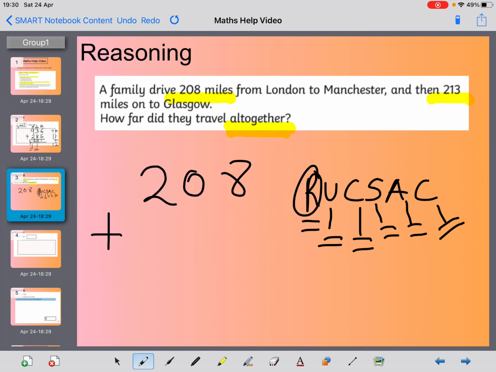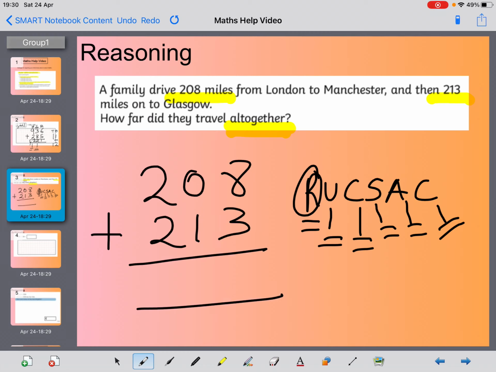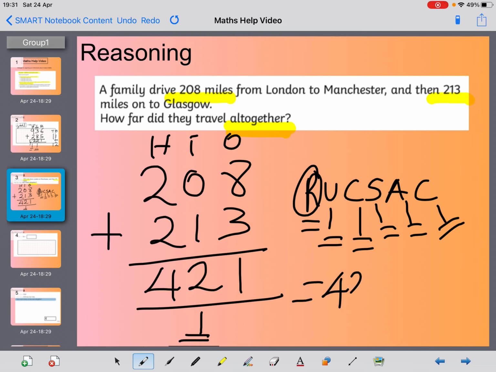So that's 208 plus 213, like so. So we start again by adding the ones first. 8 plus 3 is 11. Put down the 1 and I regroup the other one. 0 plus 1 is 1, not forgetting this 1 here, that is 2, and then 2 plus 2 is 4, so my answer is 421 miles. It's important to address the question because it is a reasoning problem.